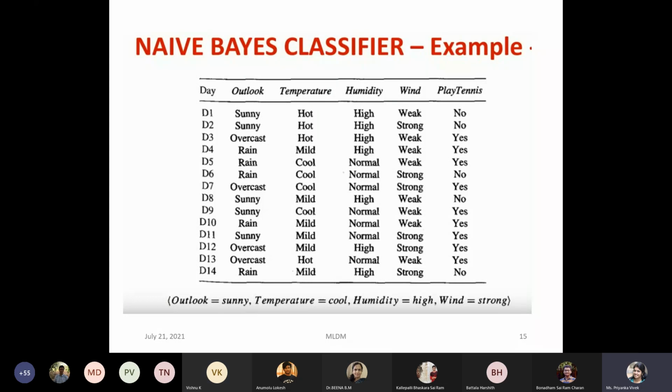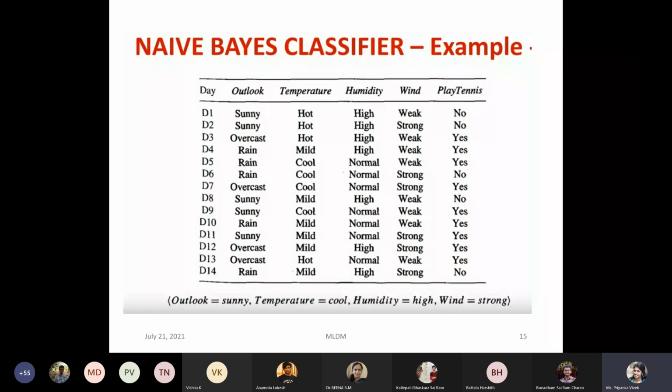It's 9/14. Yeah, there are 9 instances with yes. We are talking about the prior probability, or we can say the probability of yes. We have 14 instances, out of which 9 of them are yes. So the probability of yes is 9/14. Now what about no? The remaining 5 are no. So 5/14 is our probability of no. Now my question is, given that play tennis equal to yes, what is the probability of outlook equal to sunny? You should tell me how you got it also.